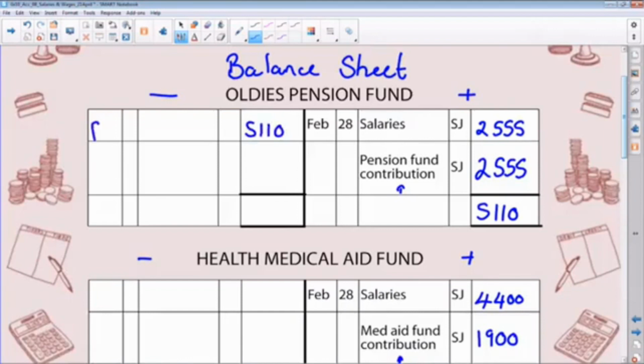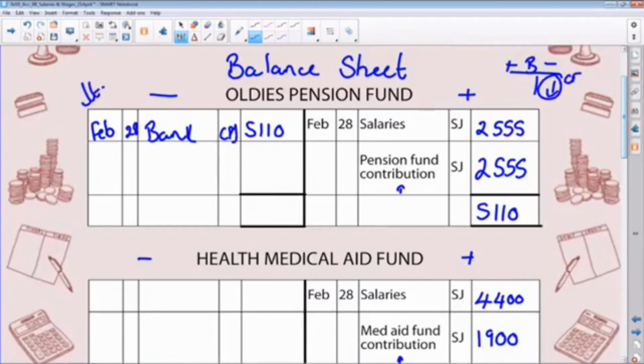And then I will pay them, say, on the last day of the month. And I will pay them with a check. So I can say CPJ. And now remember, if you have the bank T account, what will happen to bank? Bank is an asset, and bank will therefore go down. And here's my credit for my debit.